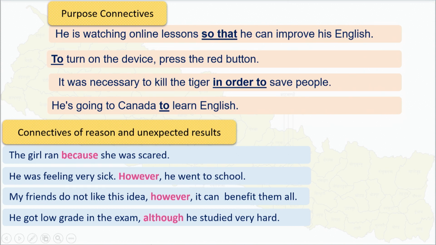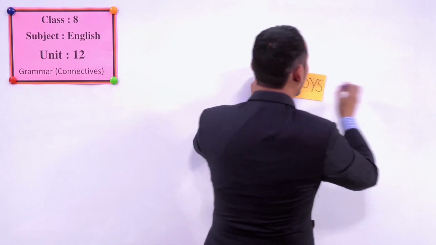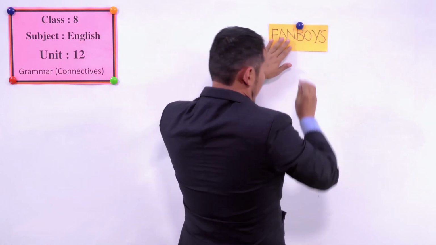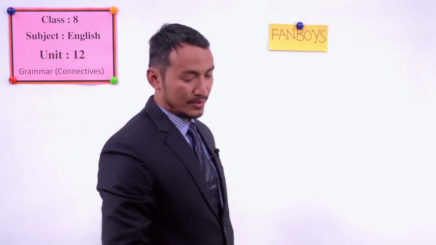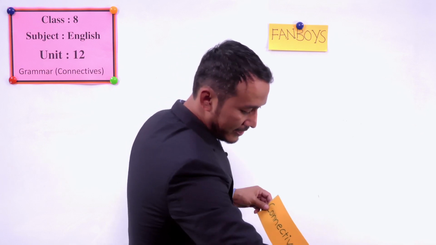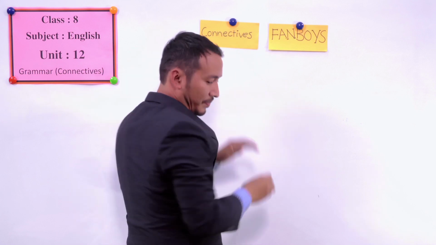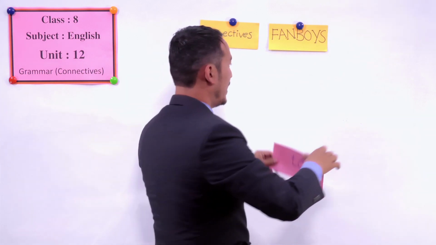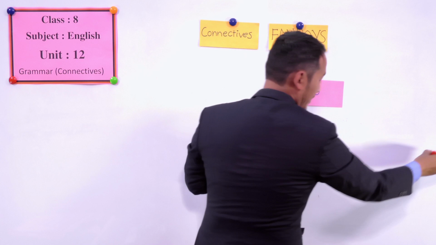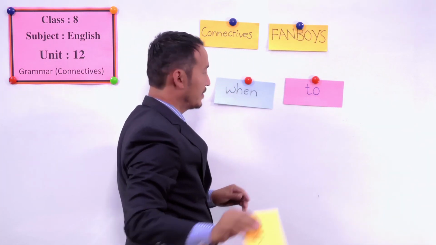Okay, students, what I have talked about till now is that we have two types of connectives. One is coordinating connectives. Under connectives we have coordinating connectives like FANBOYS. We have already listed them. So you can now identify which connectives belong to which categories.